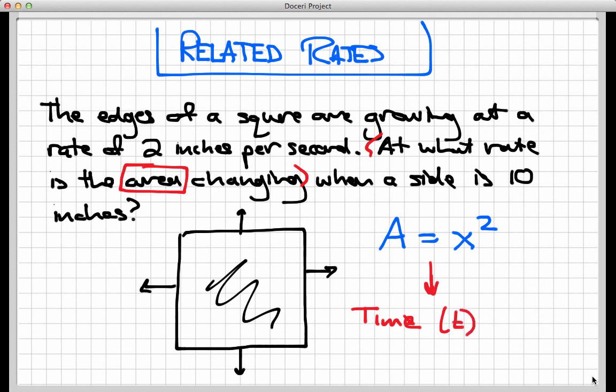So let's call that time t, and we'll measure it in seconds because that's the time unit given to us in the problem. So A and x are not just static or unchanging, they are changing with time. So they're both related back to time variables. So now that helps us get ready to do a calculation that will give us the rate that we want.